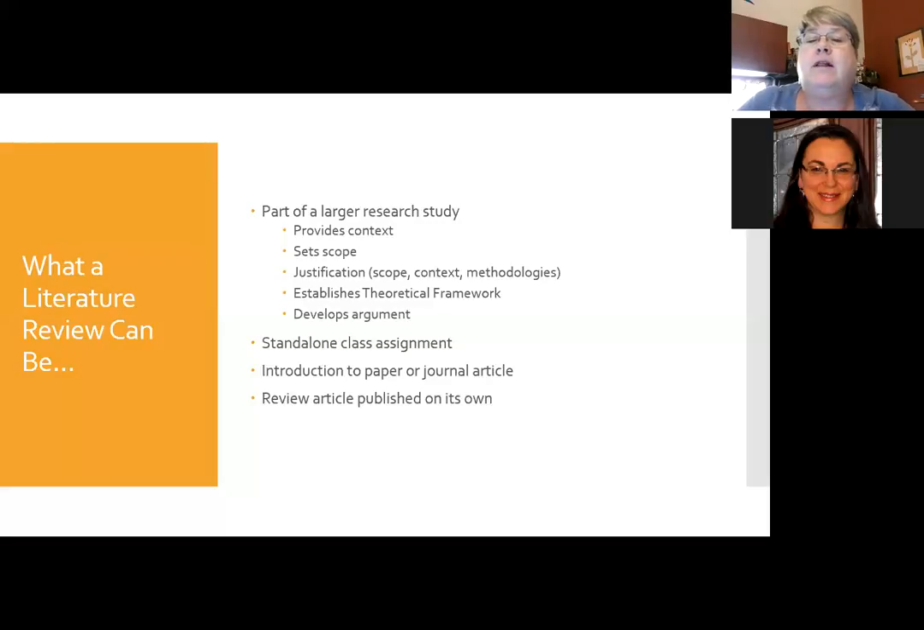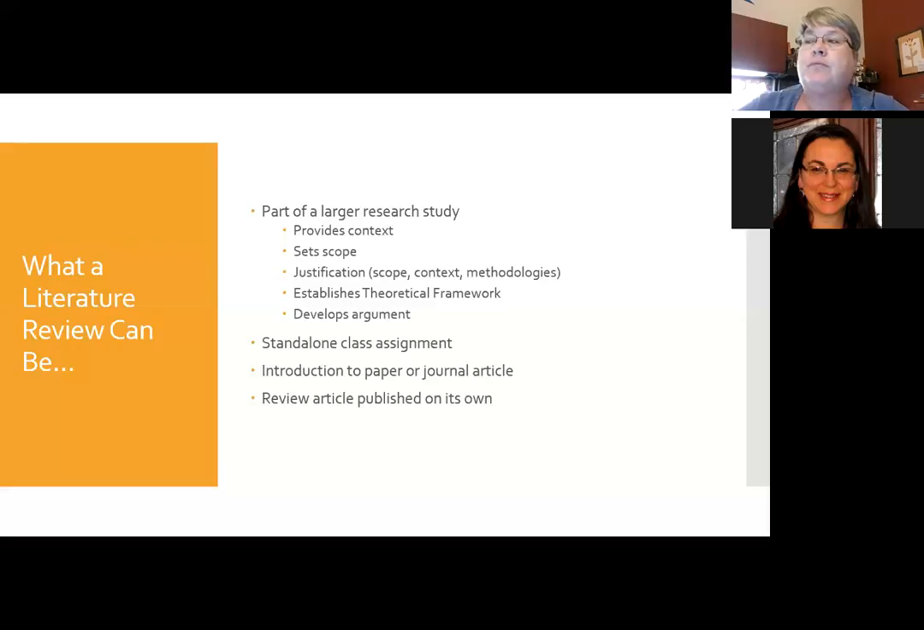It might be a standalone class assignment. For many assignments, most of the papers that we write in undergraduate and graduate school, we're writing literature reviews. Because what we're doing is, most of the time, we're not doing individual research. We are going out and we are taking a topic and we're finding information on that topic, and then we're presenting it. We're writing a paper where we discuss that topic.